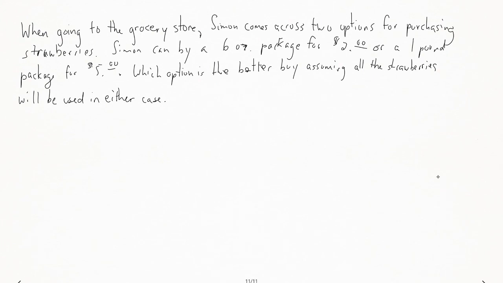So now here's something we all face, and I'll finish with this. When going to the grocery store, Simon comes across two options for purchasing strawberries. Simon can buy a 6-ounce package for $2 or a 1-pound package for $5. Which option is the better buy, assuming all strawberries will be used in either case, so there's no leftovers or anything like that? So the way you want to compare these is the same price scale. We can either convert to pounds or convert to ounces. I say probably the easier version will be price per ounce. Usually going smaller is easier. So we'll do a price per ounce comparison.